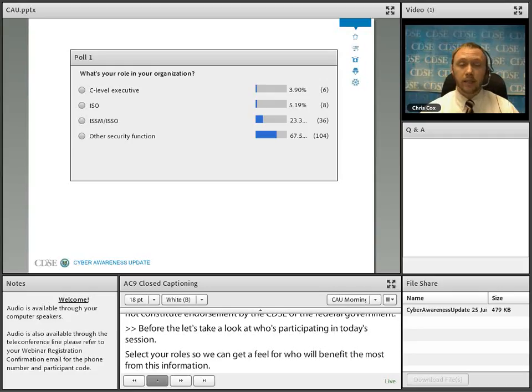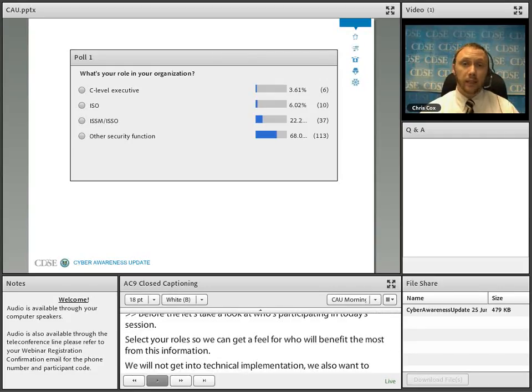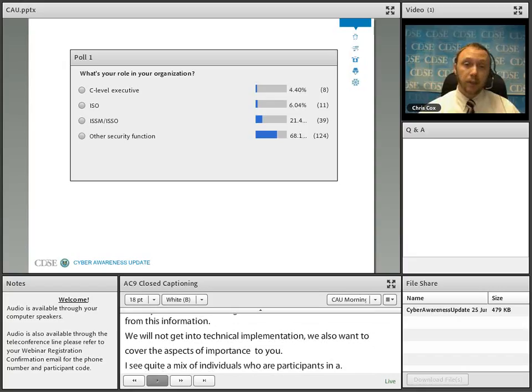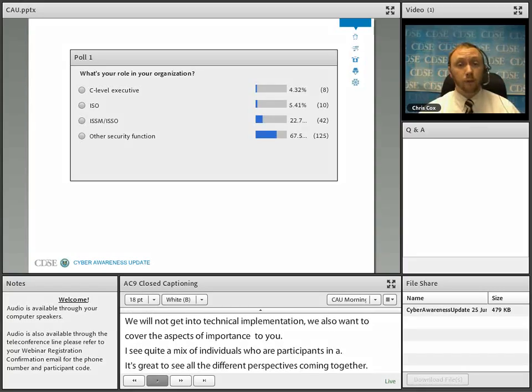Okay, great. I see quite a mix of individuals are participating today, so it's great to see all these different perspectives coming together. A lot of other security functions. Maybe we need to drill down a little bit more later on and kind of get a feel for who's participating so you can make sure you get the information that you need. Thank you for voting on that.